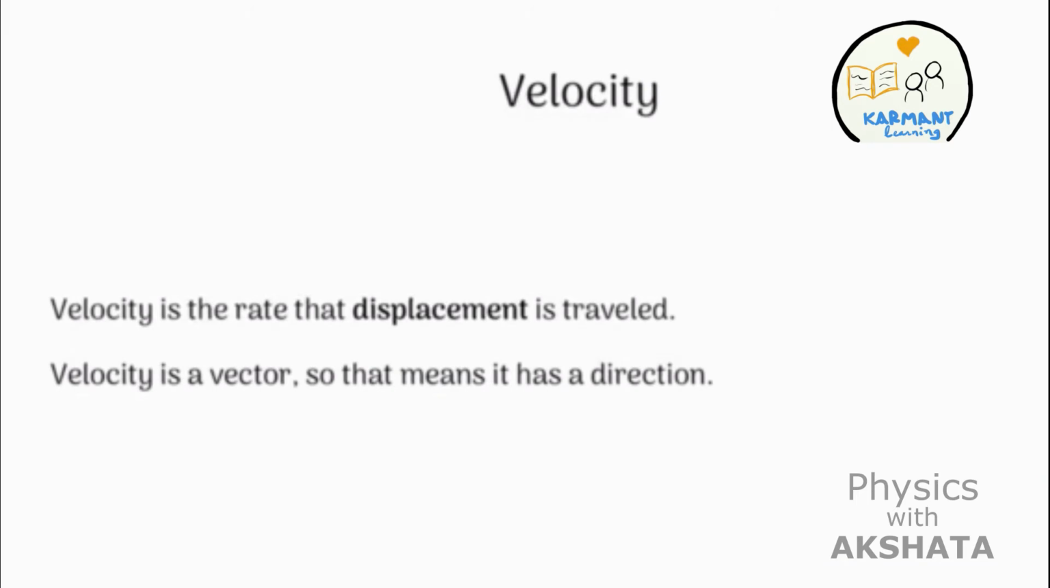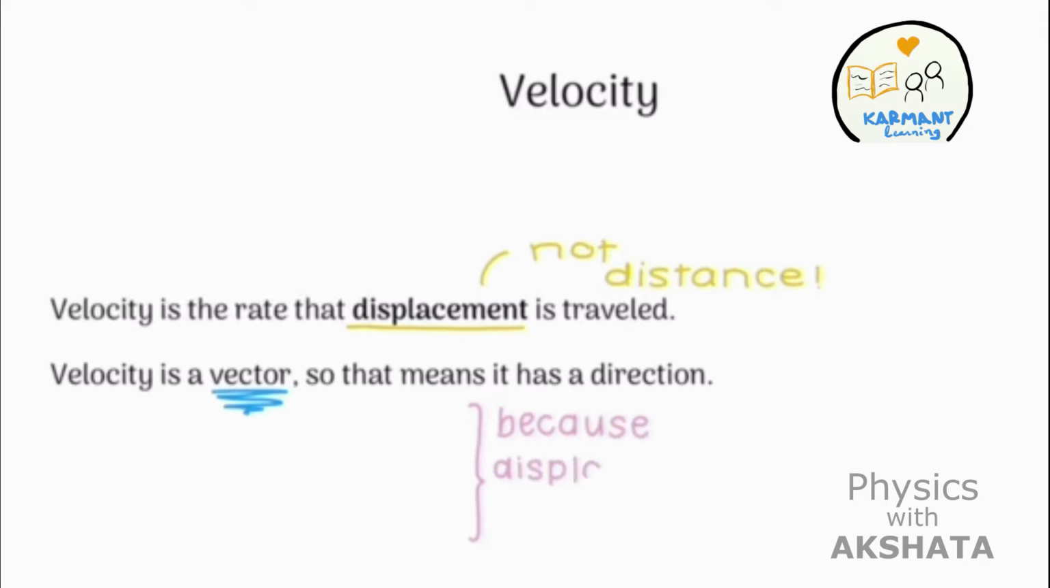Okay, now we're going to move on to something really similar called velocity. Okay, so what is velocity? Velocity is the rate that displacement is traveled. Take note that it's not the rate that distance is traveled. Also notice that velocity is a vector quantity, so that means it actually has a direction, unlike speed. So it is a vector quantity because it's a rate that displacement is traveled. Recall that displacement also is a vector. So because velocity depends on displacement, that automatically means it also is a vector quantity.